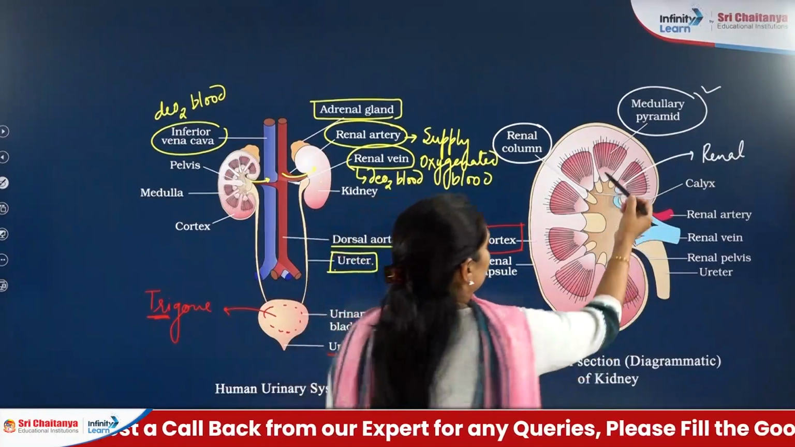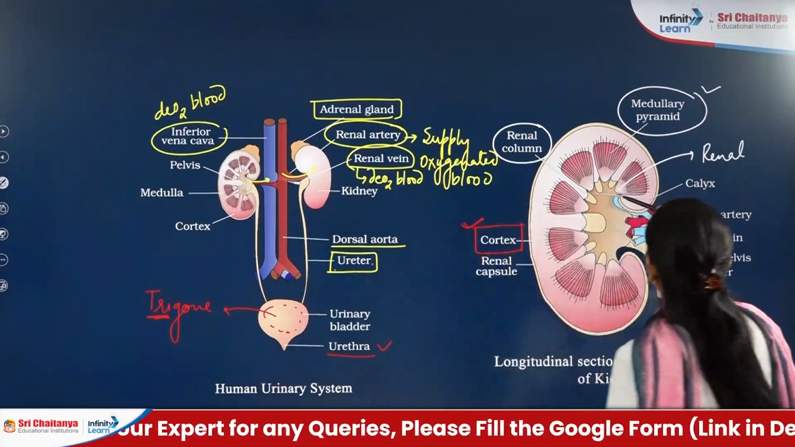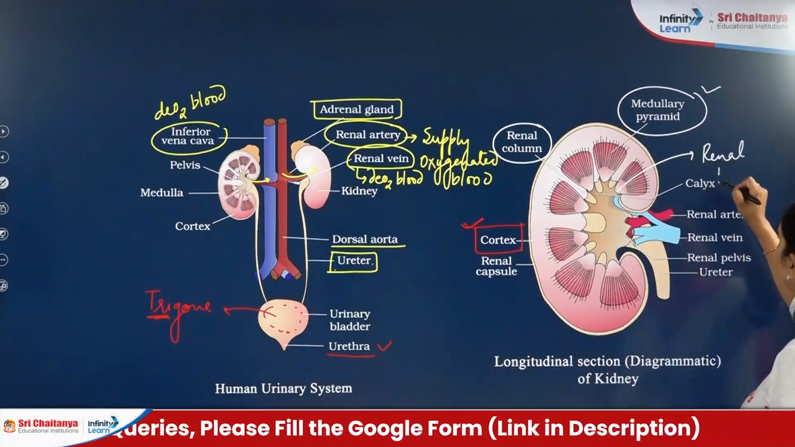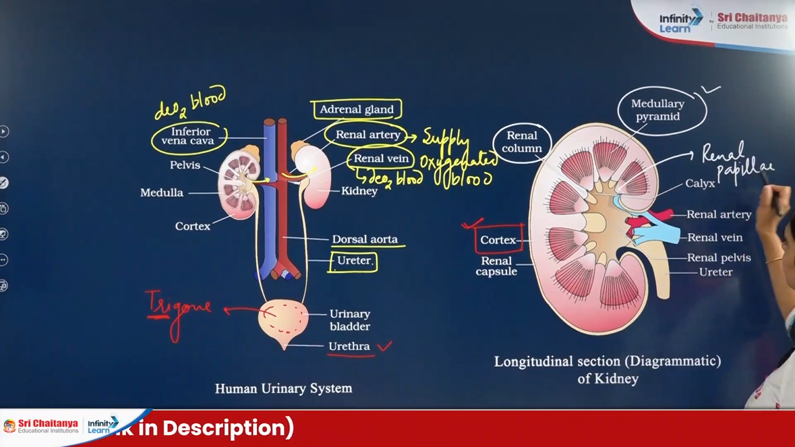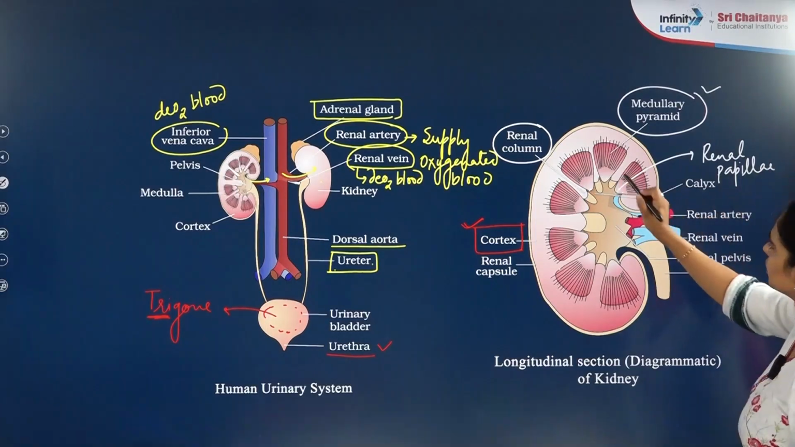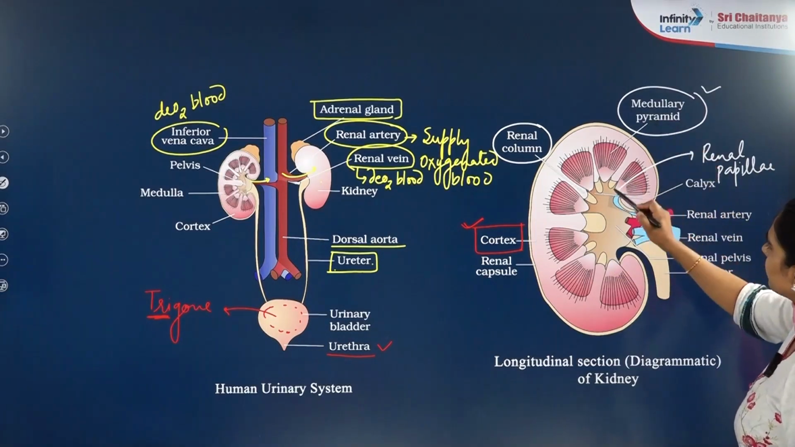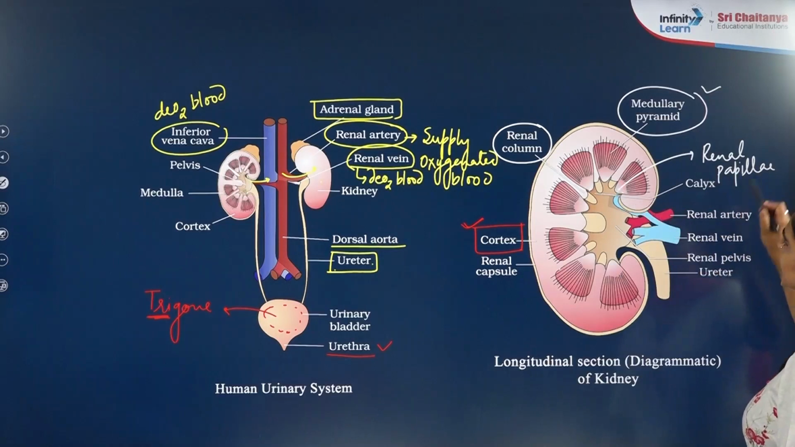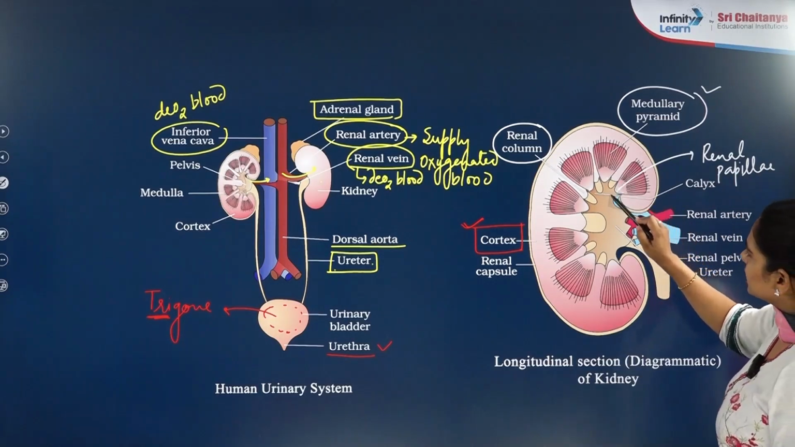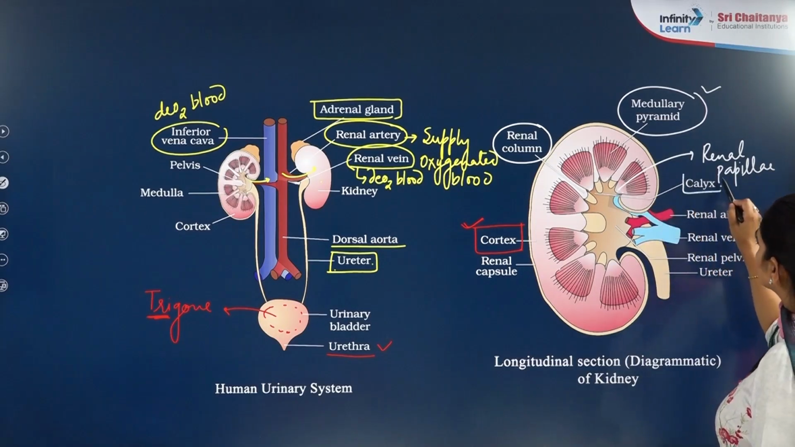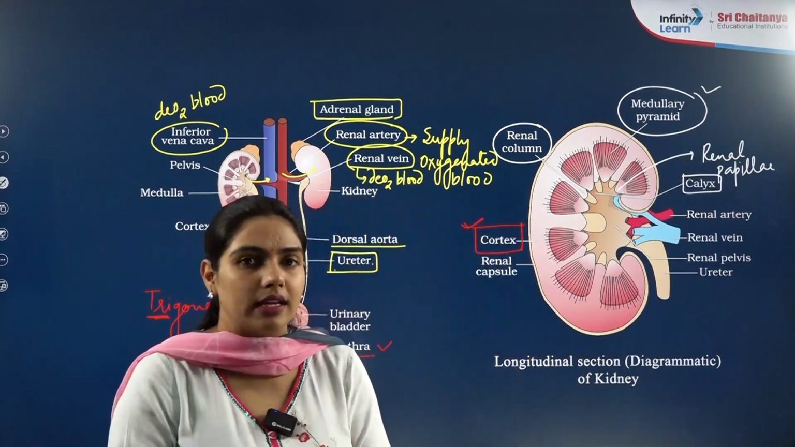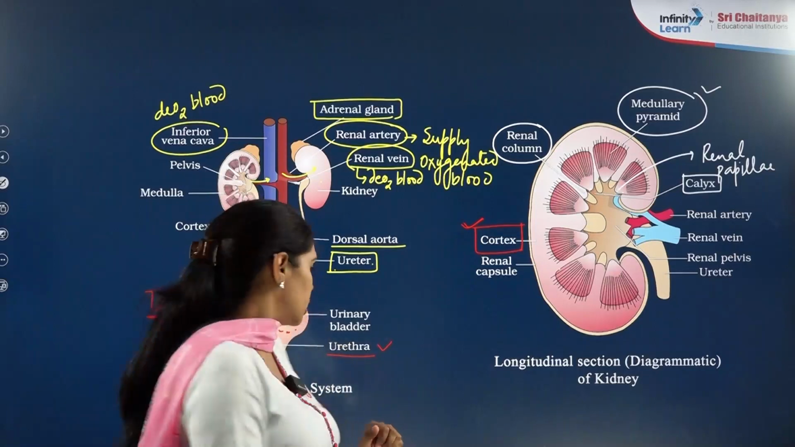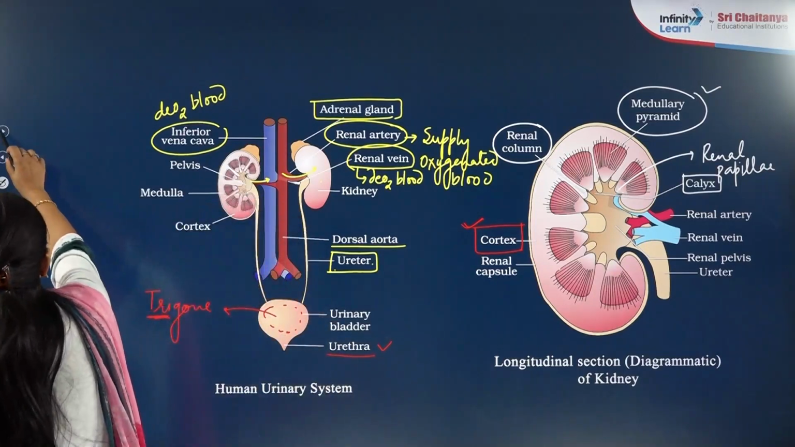Then the medullary pyramid has this conical part that is known as renal papilla. Renal papilla. Many will be known as papillae. So you can see the medullary pyramid has a conical base, that is renal papilla, and then it is opening here in the calyx, right? So there are two types of calyxes. First will come the minor calyx, then will come the major calyx. I will tell you. Look here.